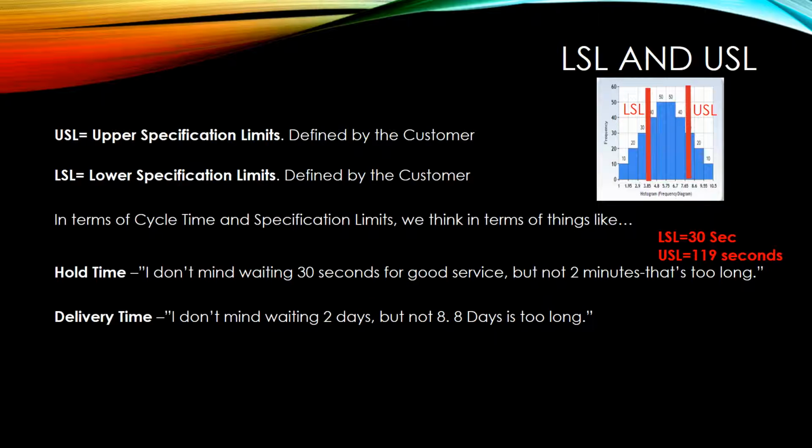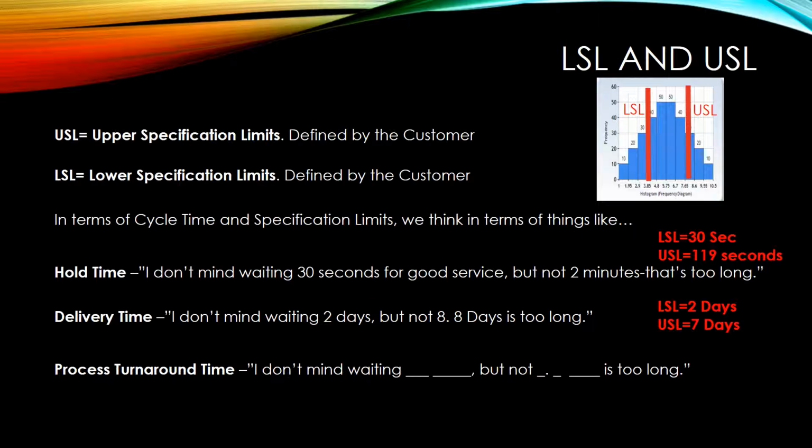In terms of delivery time, I don't mind waiting 2 days, but not 8. 8 days is too long. So our lower specification limit is 2 days. Upper specification limit is 7 days. So we want to stay in that Goldilocks zone. So for any process turnaround time, anything you do where turnaround time is important, and that's almost everything, you want to understand what the customer is saying: I don't mind waiting X, but Y is too long.